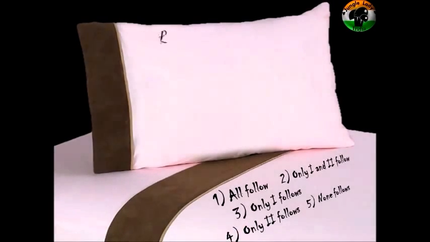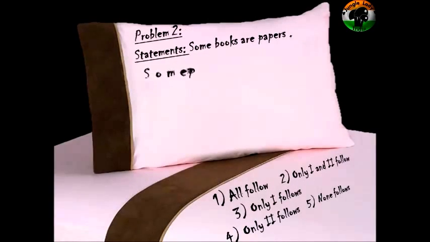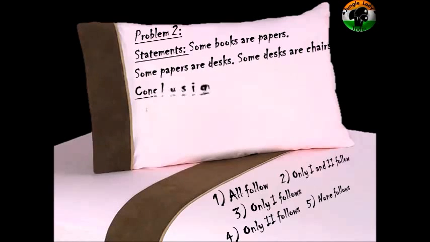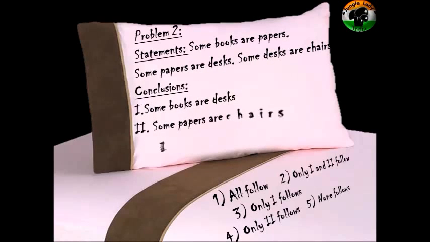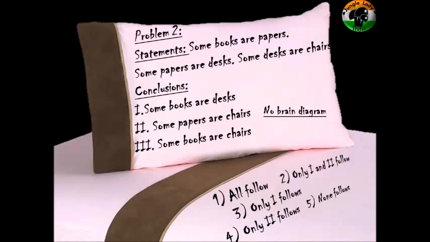Here is problem number 2. Again, statements are given followed by the conclusions. What you have to do is step 1: look at the conclusions and say whether there is any "no" in the conclusions. No, there is no word "no" in the conclusions. So obviously you have to draw only the "no brain" diagram for the statements, right? So the "no brain" diagram for the statements we are going to draw.